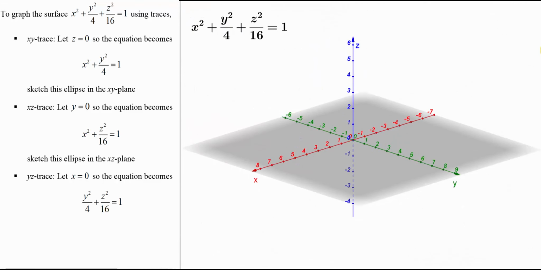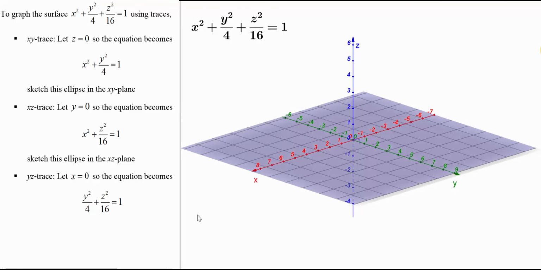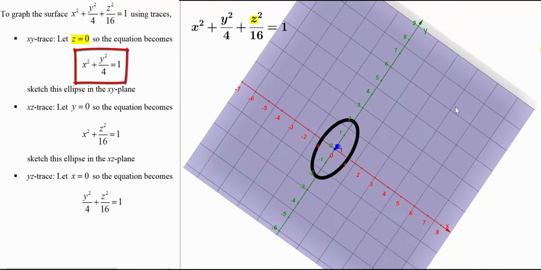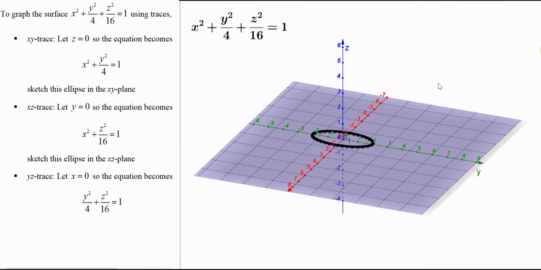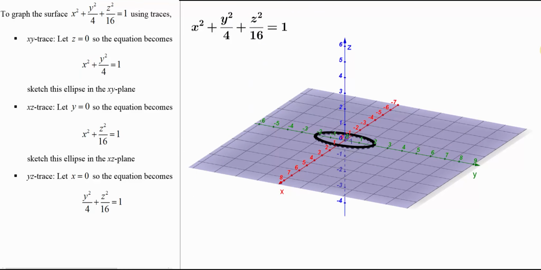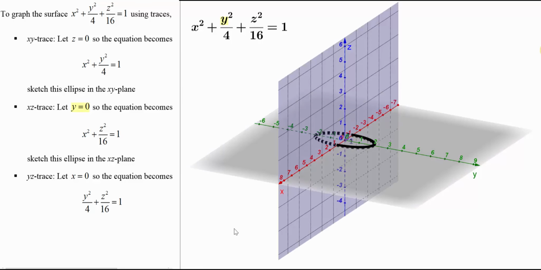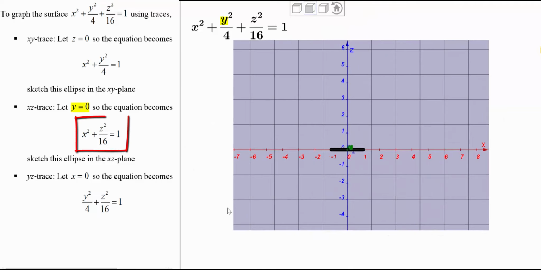Now let's look at this surface. First we'll look at the trace in the xy plane, letting z equal 0. When we simplify the resulting equation, we get this, which we recognize as an ellipse. Now we'll go to the xz trace, the trace in the xz plane, letting y equal 0. We end up with this equation here, which is also an ellipse.